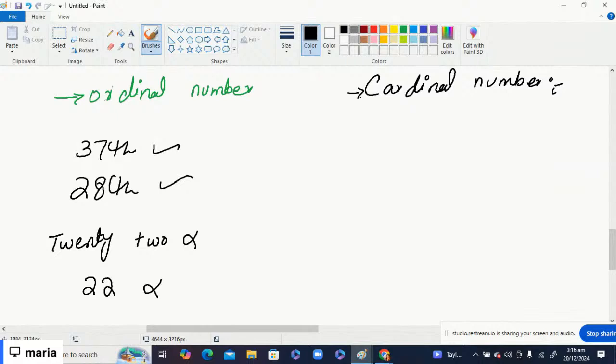So for example, here are the cardinal numbers, which is basically like only 300, 800. Okay, like this way. These are all your cardinal numbers.